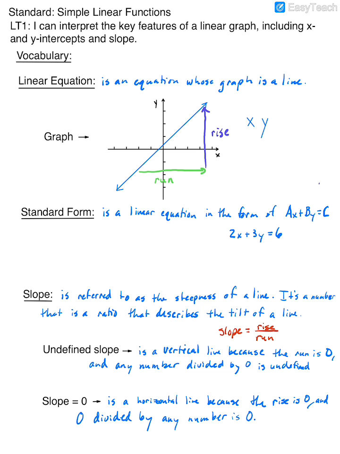Okay? So if the run is 0, that means there's only rise, so it's straight up and down. You're not moving left or right, so therefore it's an undefined or vertical line. When you have a slope of 0 or a horizontal line, that means you're running because it's all ground, but you're not going up or down. So there is no steepness or tilt to that line, so that's why the slope is 0.